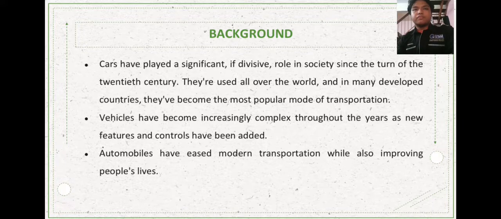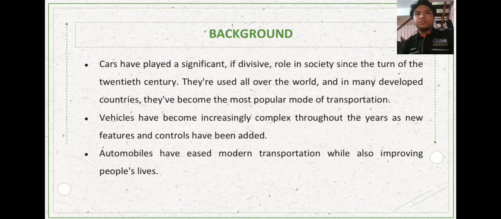The development of the automobile was based on the transportation sector, which was pioneered by railways. This has resulted in significant shifts in work patterns, social life, passenger comfort, and a variety of lifestyles. Vehicles have become increasingly complex throughout the years as new features and controls have been added. Backup cameras, air conditioning, navigation systems, and in-car entertainment are just a few of the options.